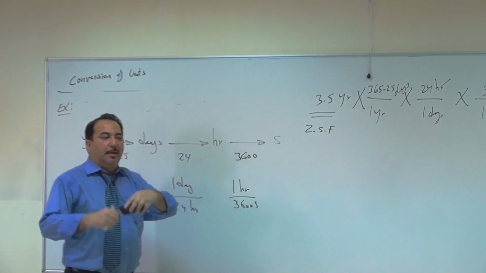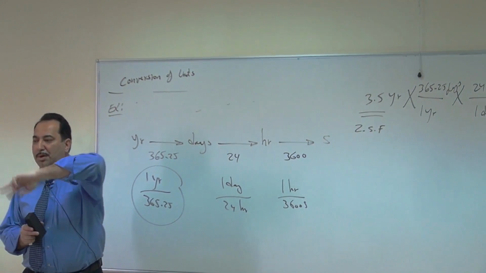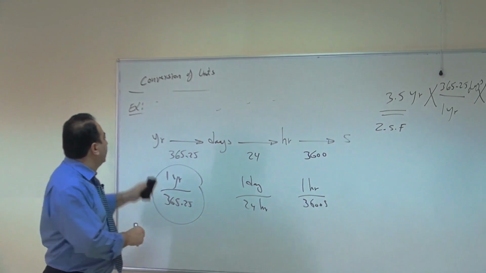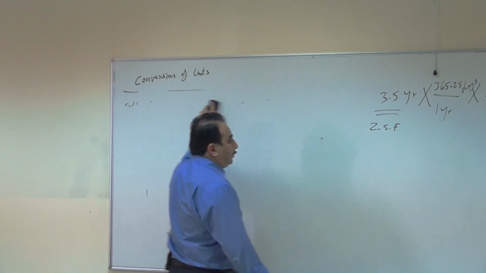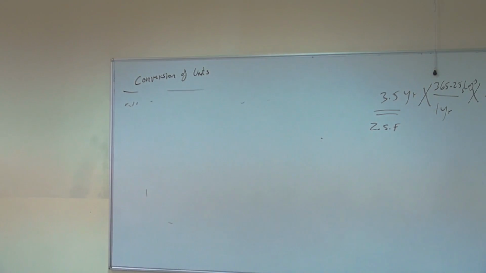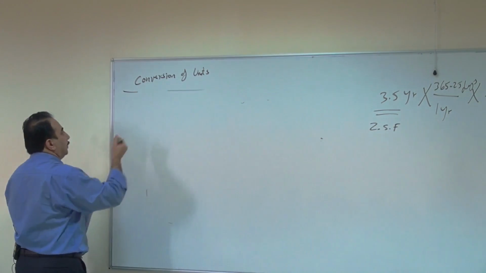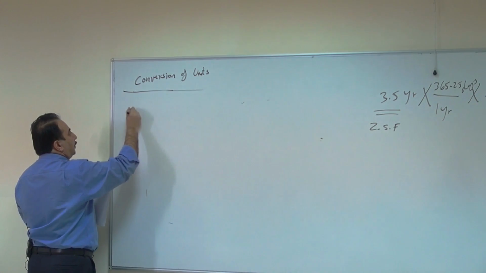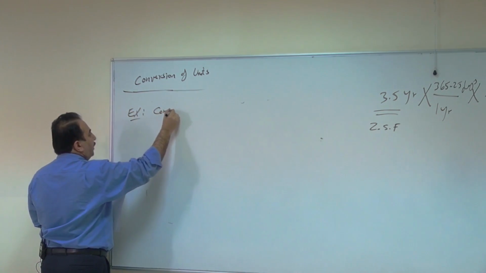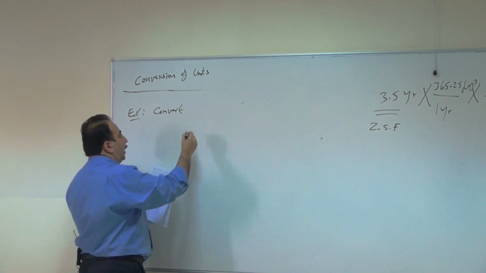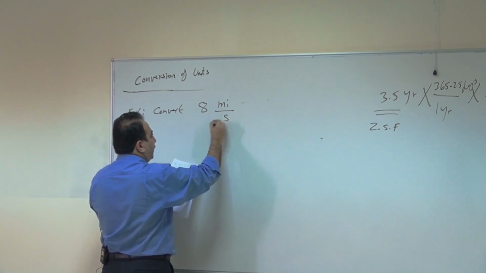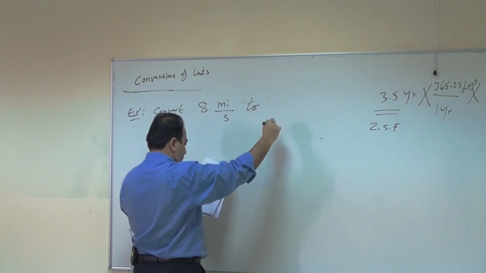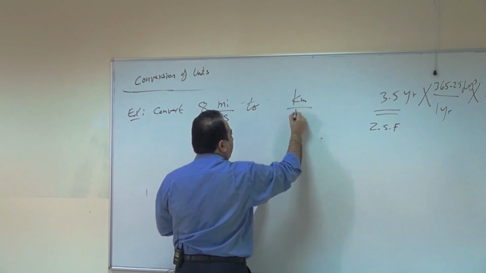Now, let's take another one. But this time, I'll show you a conversion from a non-metric system to a metric system. Let's say convert 8 miles (mi) per second to kilometers per hour.